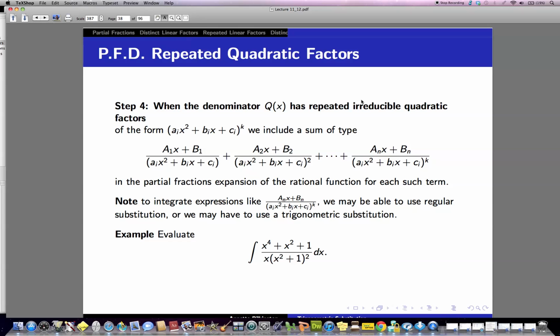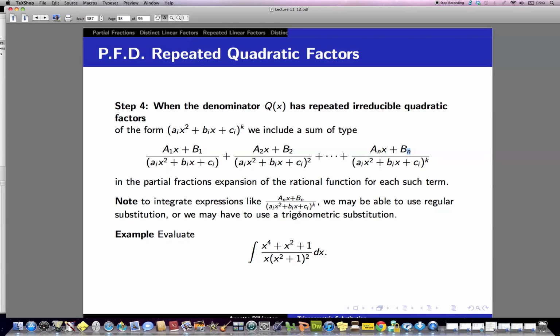Whenever I have repeated irreducible quadratic factors in Q of x, I include a term that looks like this, an expansion of the factor in the partial fractions decomposition. So if I have an irreducible quadratic that repeats k times, I include a term A1 x plus B1 over the factor itself, plus A2 x plus B2 over its square, plus, and I keep going until I get to its highest power appearing in the decomposition, and then I include something of the form A_k x plus B_k over the highest power. And that, of course, should be a B_k and an A_k, because I'm ending after k steps.